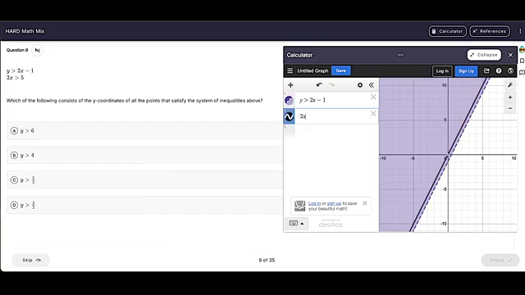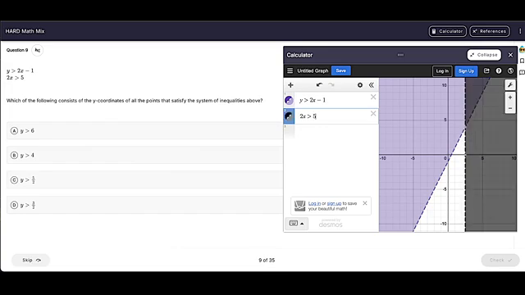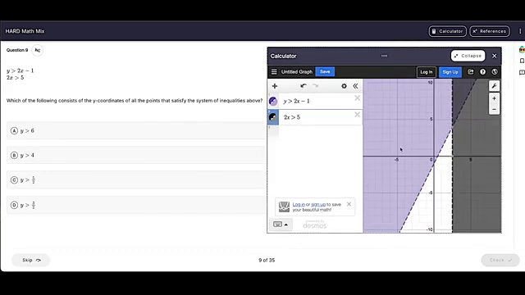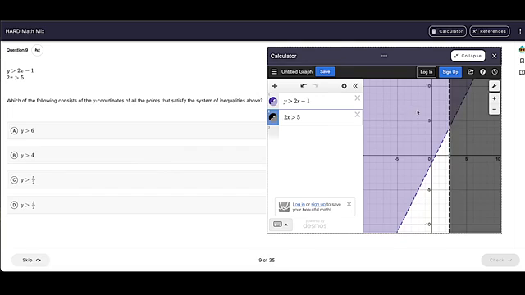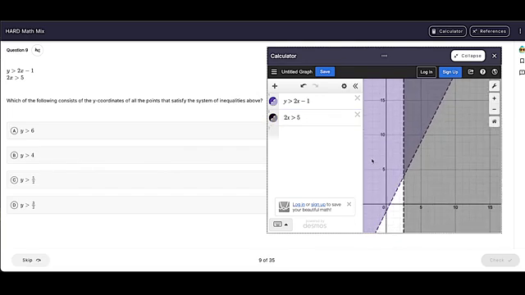2x is greater than 5. And it's asking about all the y coordinates that satisfy the system of inequalities. So just to make sure we're on the same page as far as what a solution is, it's wherever you have a crossover of colors. So we got the purple, we got the black, and then we've got this place where they both touch. So these are all of our solutions.